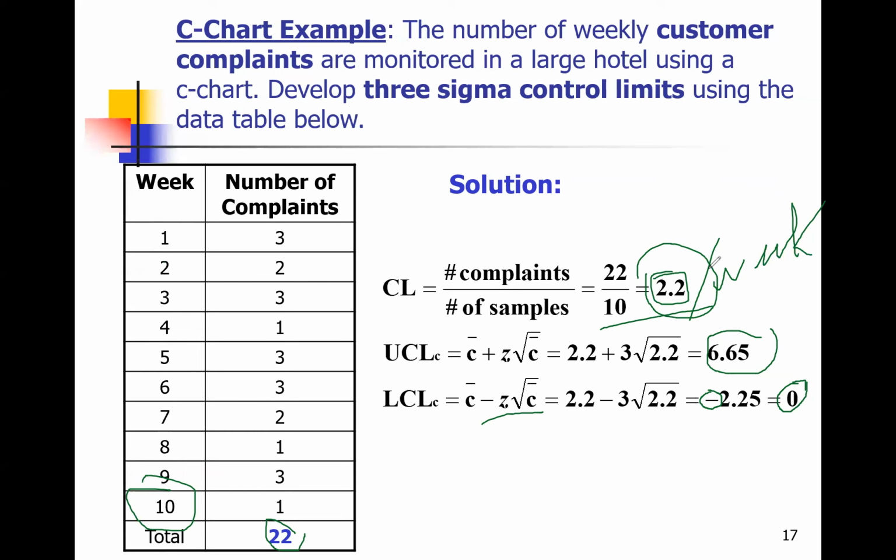Writing using the mouse is difficult. So 2.2 is the average complaints per week. You are calculating the upper control limit and lower control limit for complaints per week. Maybe you can receive 6 complaints, 7 complaints, and you may not receive any complaint in a week. That is the upper control limit and lower control limit.